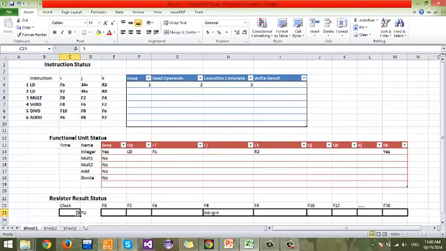Let's move to clock cycle 4. What will happen now? In clock cycle 4, load will write its result. Load will write its result at the end of clock cycle 4. Load will complete its write result.